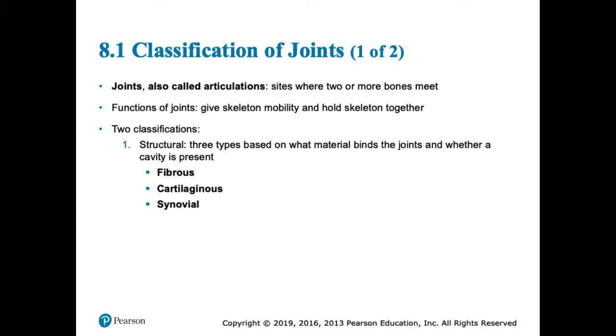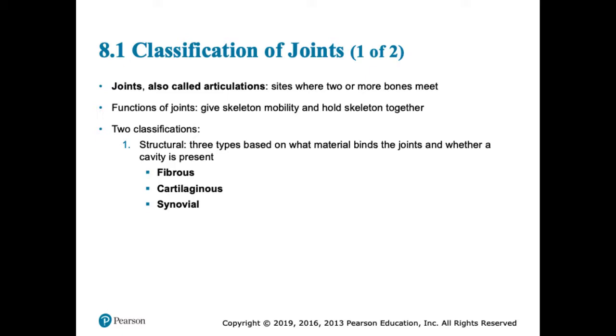So joints, we also call them articulations. Those are the sites where two or more bones meet. We've been talking about the bones, and now we're going to talk about those joints associated with them. We mentioned a little bit of this in the previous two chapters. But basically, joints give the skeleton this flexibility and mobility, and really hold the skeleton together. So it helps to create this full skeleton with the ability to move.